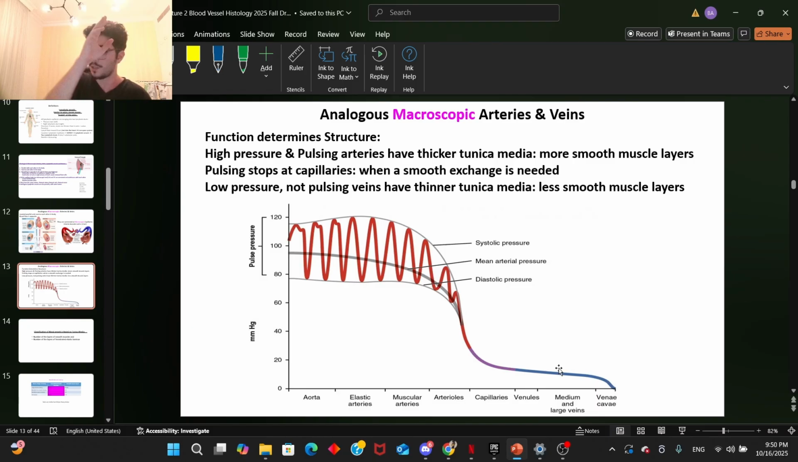So the pressure decreases as you go from the aorta to the elastic arteries, to the medium arteries, to the small arteries, arterioles, capillaries, venules. The pressure will decrease. Okay.